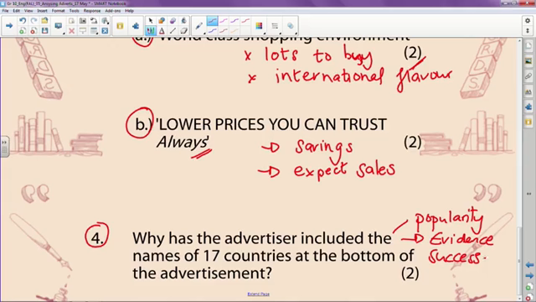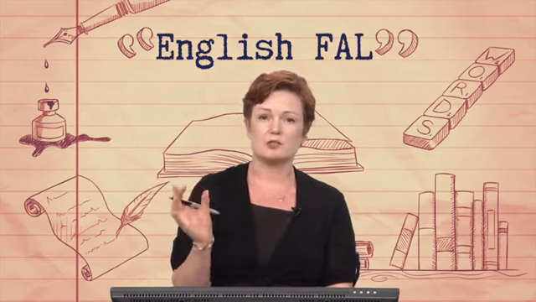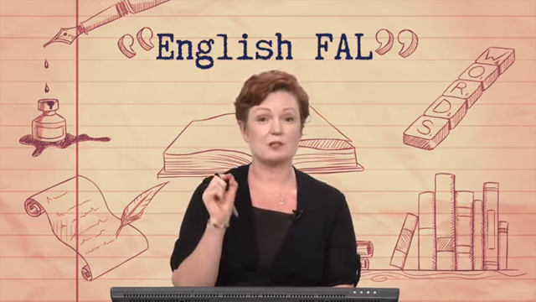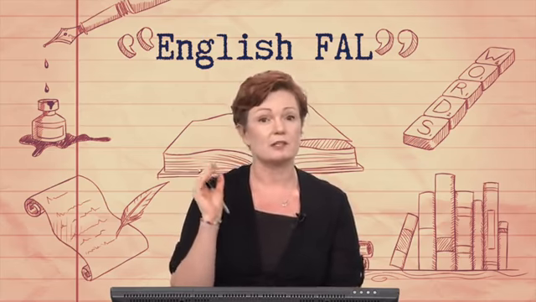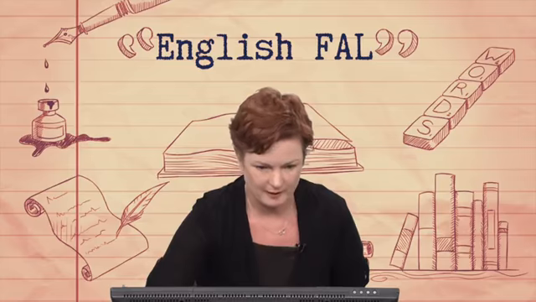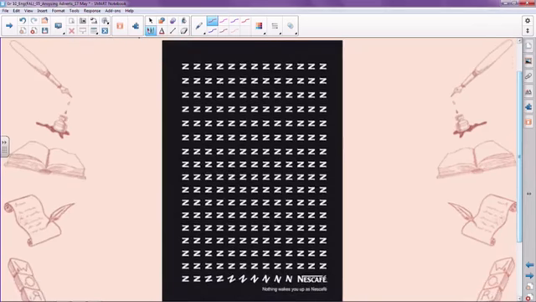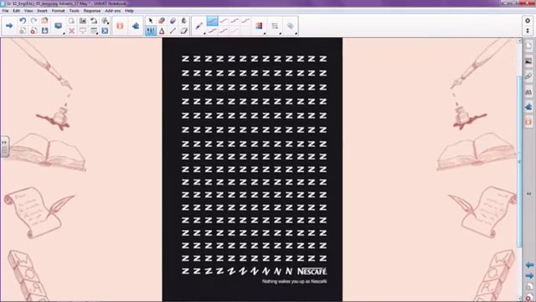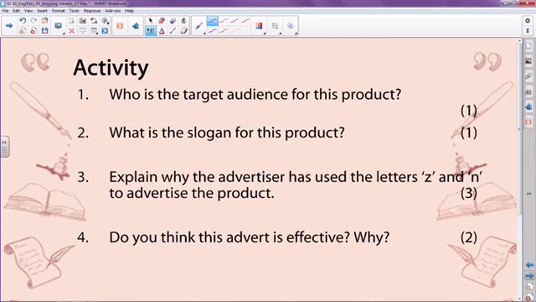Remember again, always look at the mark allocations, and that will guide you in terms of how much time to spend on each question. Let's have a look at another past question. And here we have an advert for Nescafe. All right, let's have a look at the questions asked. Very similar questions. 1, who is the target audience for this product? 1 mark. 2, what is the slogan for this product?